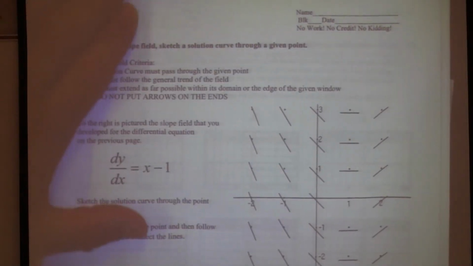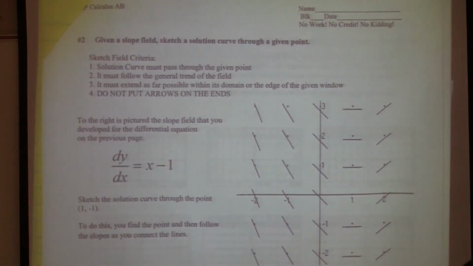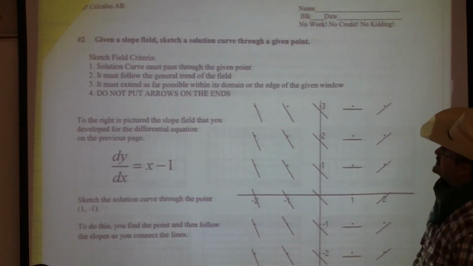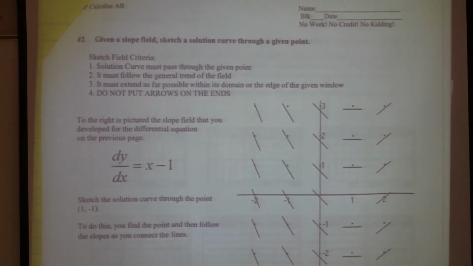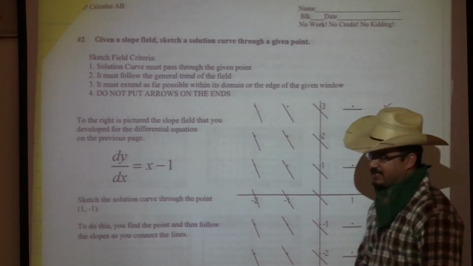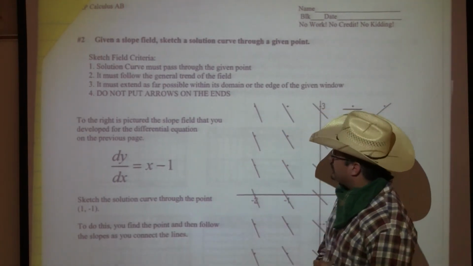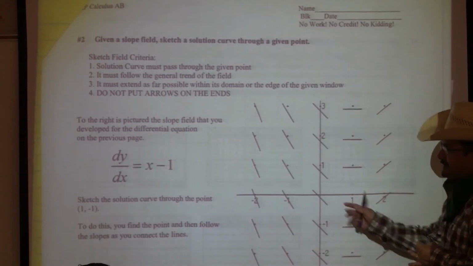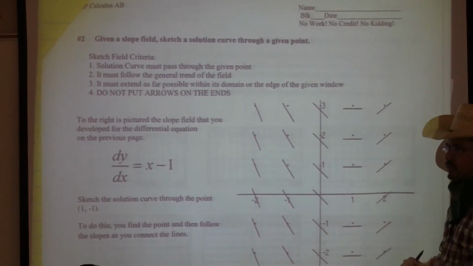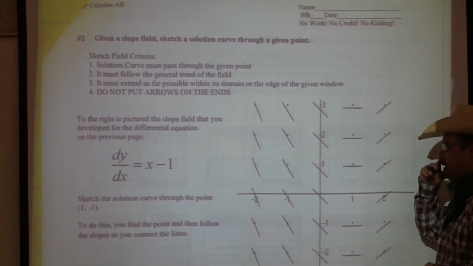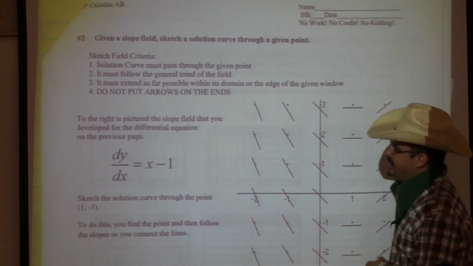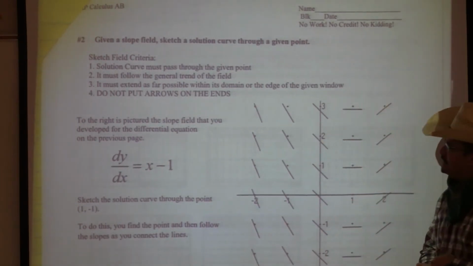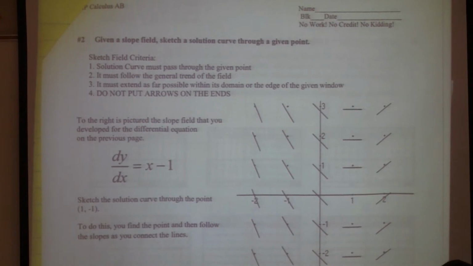Alright, let's try doing number 2, the second thing. So given the slope field, sketch a solution curve through a given point. Okay. So there's a couple of things to remember. Number 1 is the curve must go through the point. Obviously, right? Number 2, it must follow the general trend of the field, right? So if you draw something totally off than what the field is depicting, you're not going to get credit.